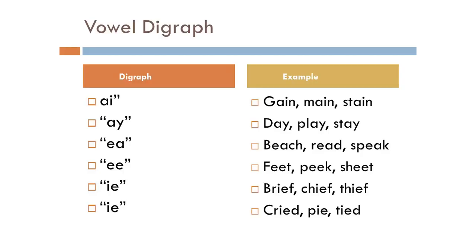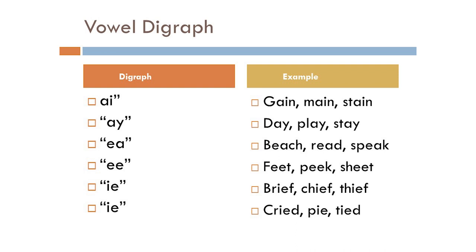And vowel digraphs have some examples, that is the A sound: A-I, gain, main, stain. Here, in gain, it's placed in the middle. Even main, it's placed in the middle, and stain, it's placed in the middle, not in the beginning or else at the end. And A-Y, with the A sound: day, play, stay. E-A: ear, beach, reach, speak. Like that we have.